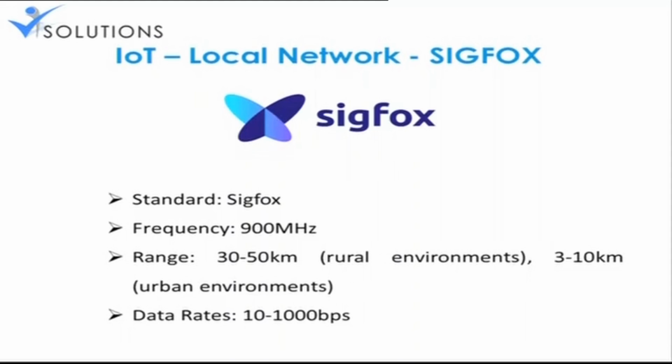Sigfox is one of my favorites. Let me tell you about Sigfox. It's nearly 30 to 50 kilometers in rural and nearly 10 kilometers in urban, and you can see the speed is a little less. It is only 1000 bps, bits per second. This works in 900 megahertz. But one advantage of Sigfox is, once again, developing is pretty easy.